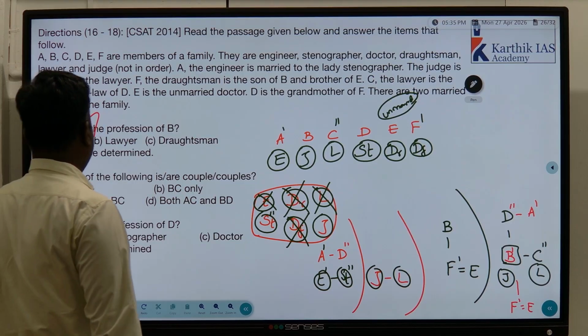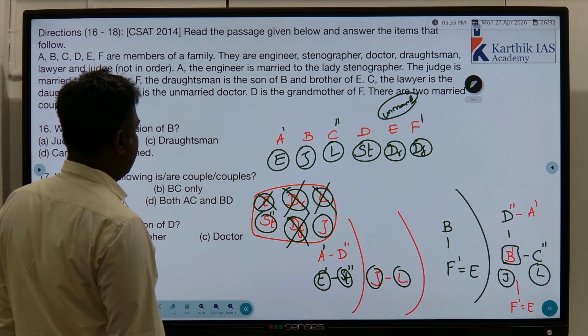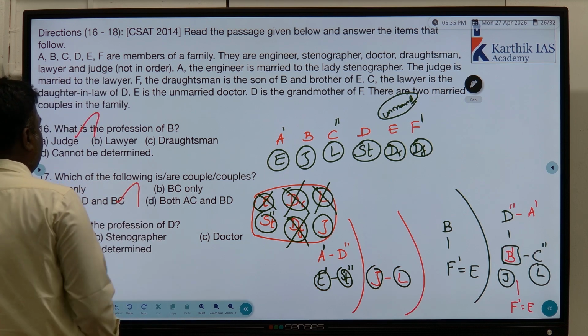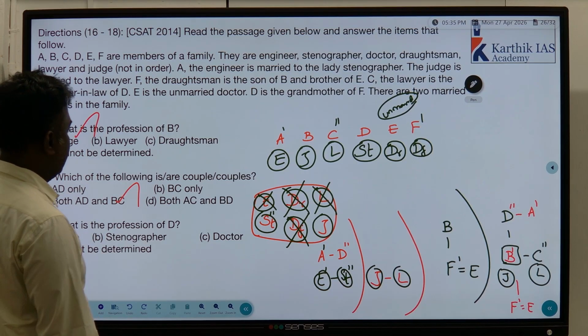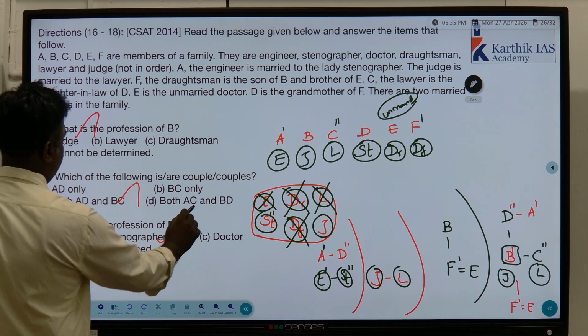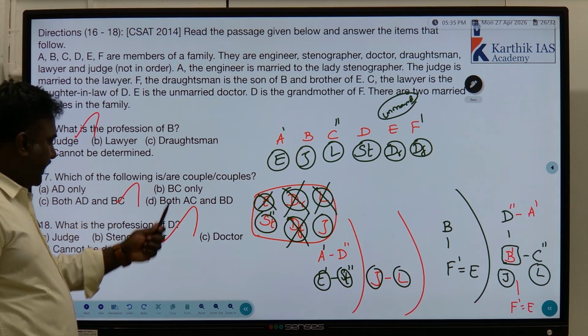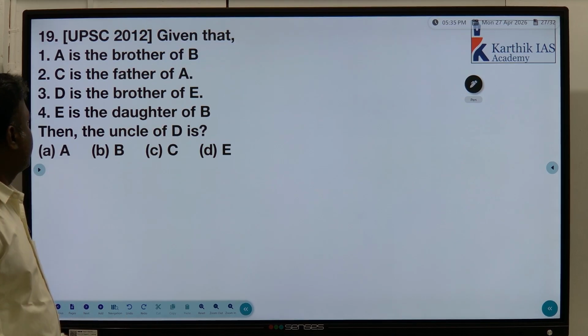Which of the following are couples? Two couples are there, right? A and D, AD and BC. Correct? Okay. What is the profession of D? It is stenographer. That's all. Solve it one by one. Two ideas, both we have to match.